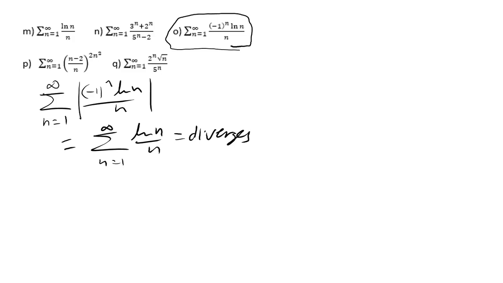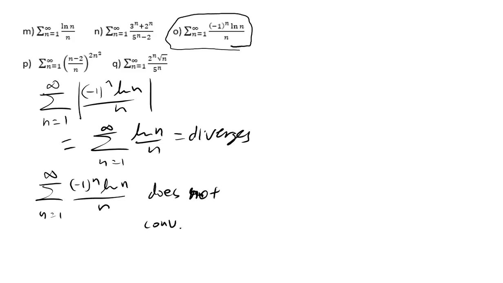Okay. And therefore this series, the sum from n equals 1 to infinity of (-1)^n ln n over n, does not converge absolutely. So if it does not converge absolutely, we should apply the alternating series test to see if it does converge conditionally. So we need to apply the alternating series test.